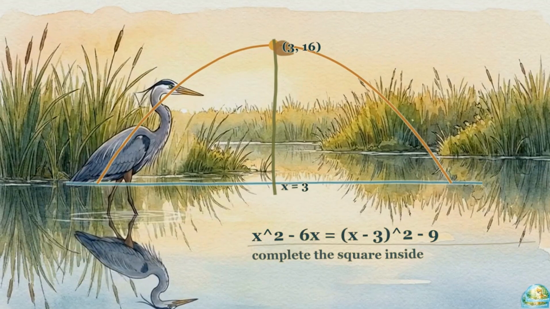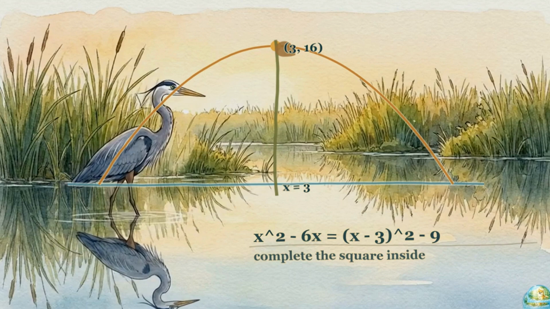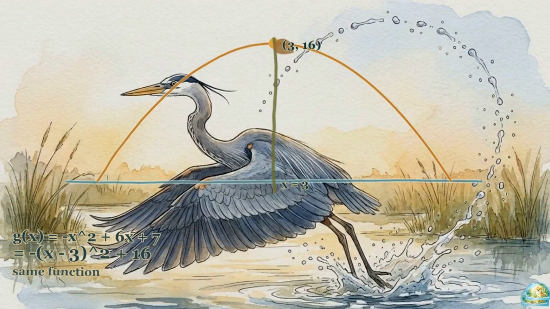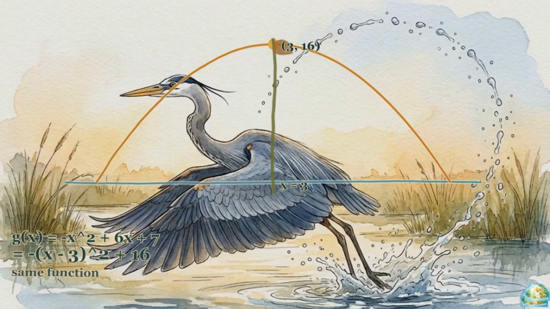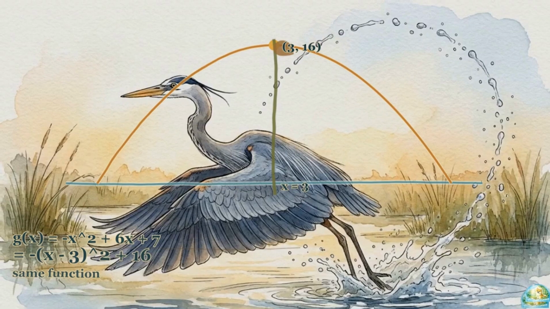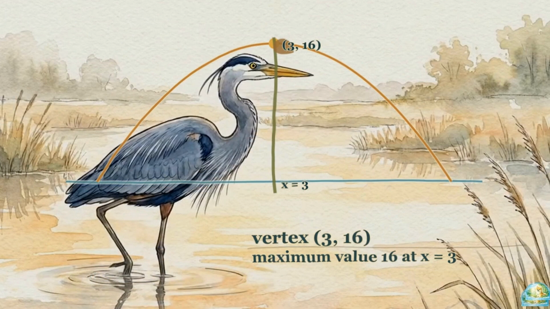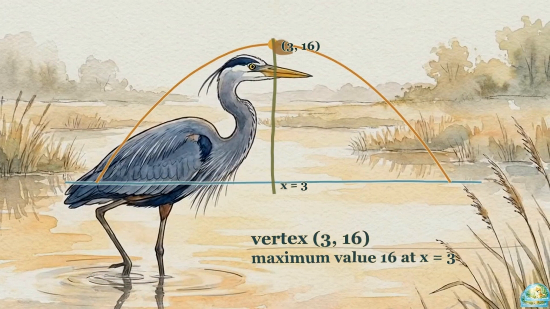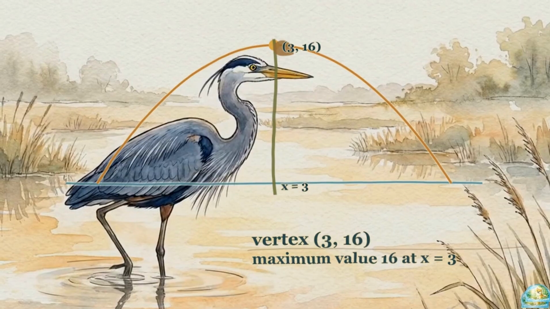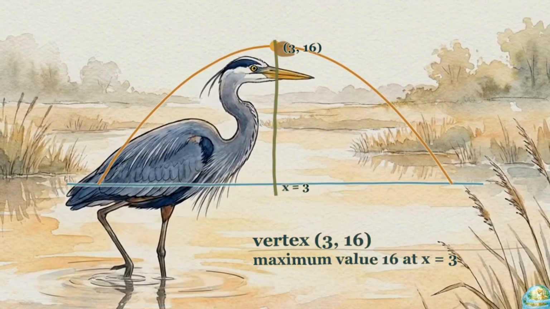Substituting and simplifying gives the complete same function chain. g of x equals negative x squared plus 6x plus 7, which equals negative the quantity x minus 3 squared plus 16. The negative coefficient makes the parabola open downward. Its vertex is (3, 16), so the maximum value is 16, reached when x equals 3.